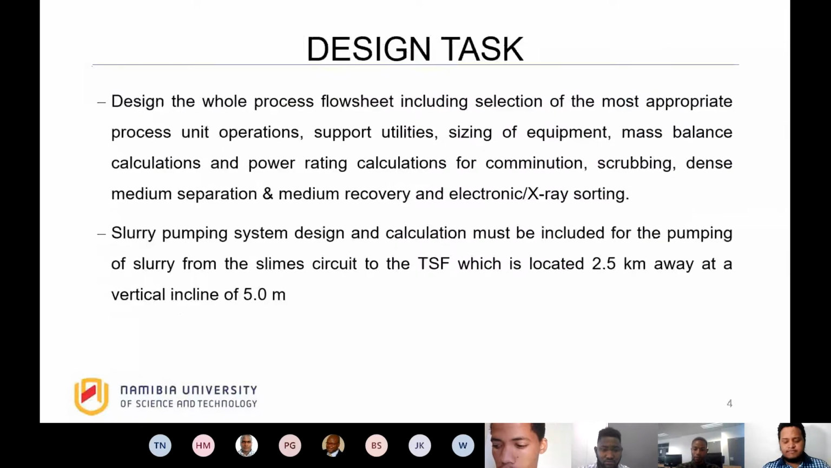Okay, design task. As I said, our aim is to design a flow sheet, and to select the proper equipment.